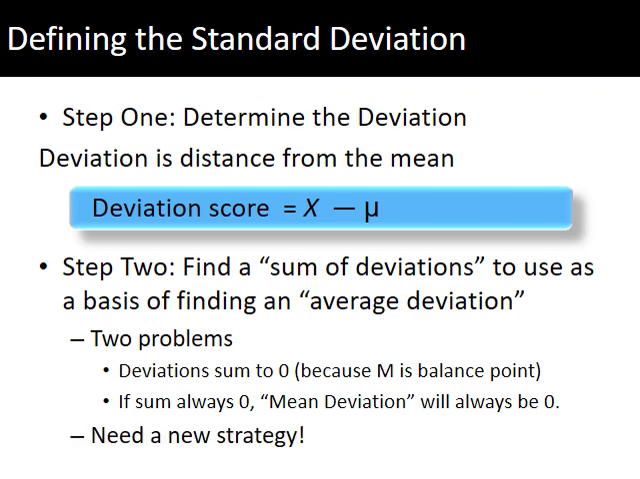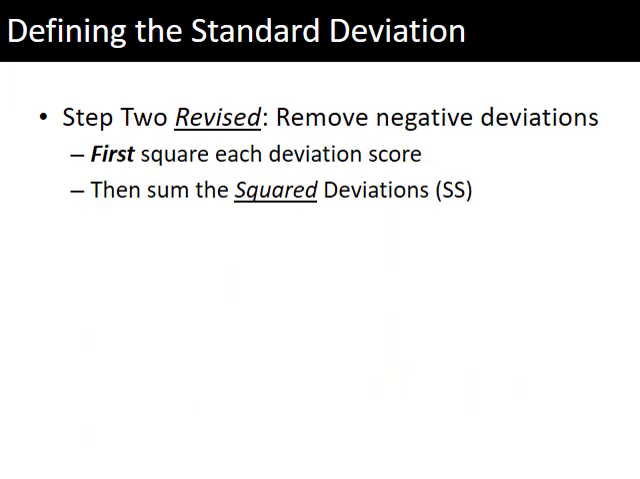So we're going to need a new strategy in order to solve the standard deviation. And that new strategy will be to remove the negative deviations by squaring all of them. So we're going to square each deviation score, and then we're going to sum the squared deviations. We're going to be using this term a lot in this course. This is known as the sum of squares, SS. This is the sum of the squared deviations, usually abbreviated SS.